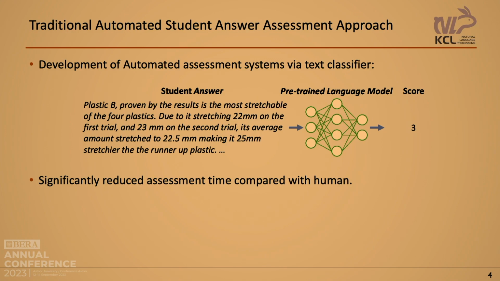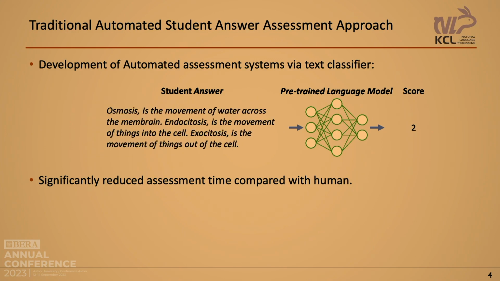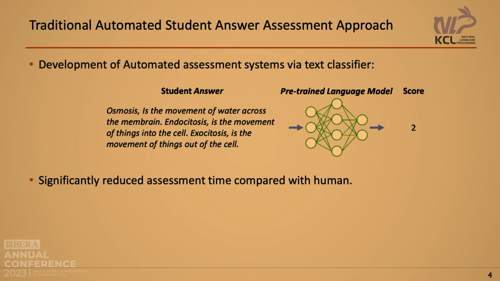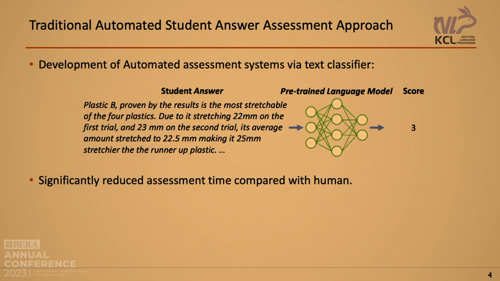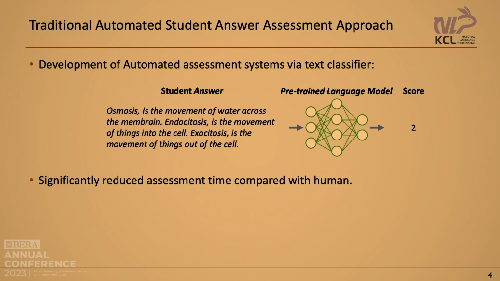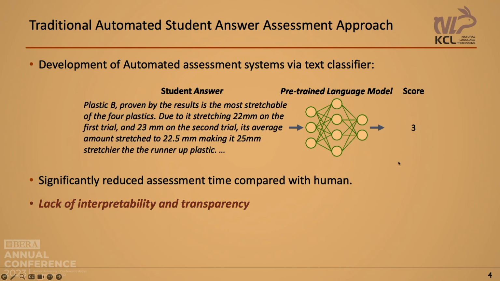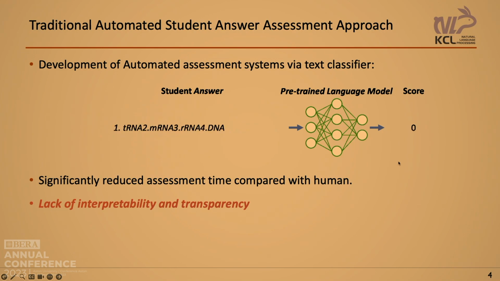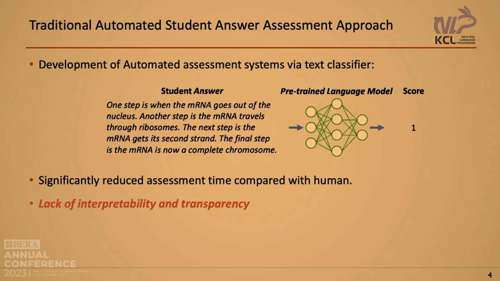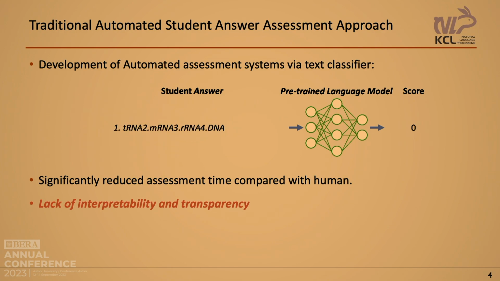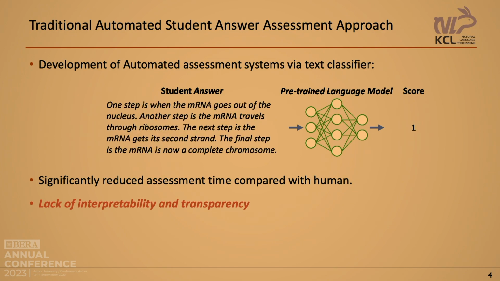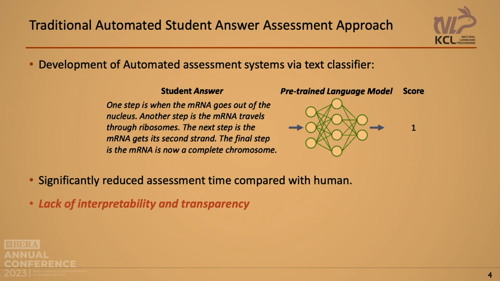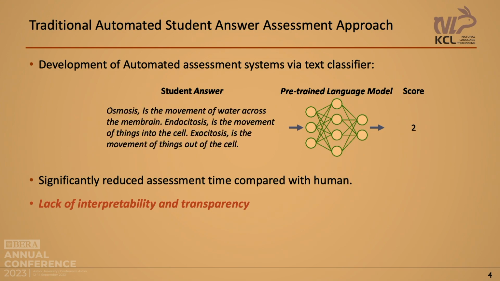This type of approach has significantly reduced the time needed for the assessment process compared with human examiners, while achieving comparable assessment correctness. However, the lack of interpretability has become a big issue for this type of approach. Users of these systems cannot understand the decision-making process of the text classifiers, especially when those models make mistakes, since they are completely black box models.